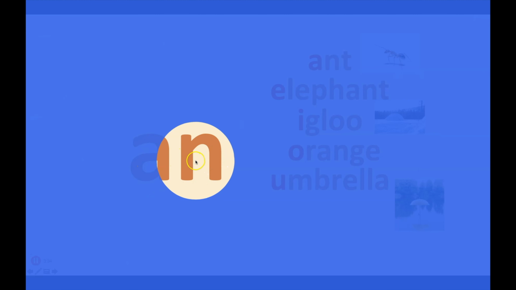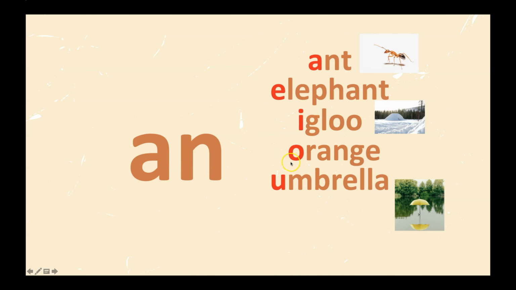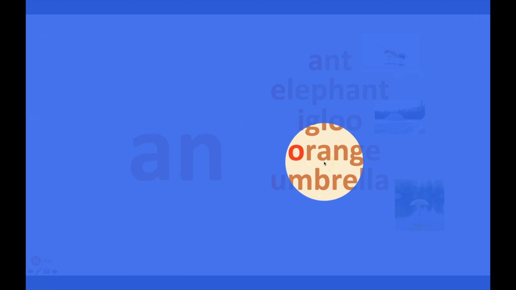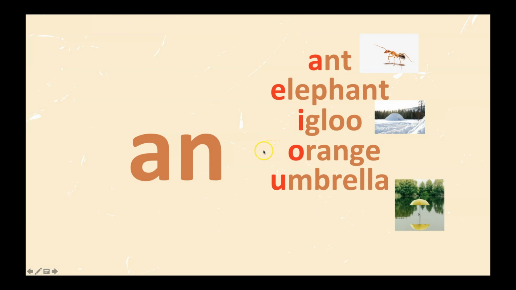An orange. Orange is a color, but it's also a fruit, if you remember. Orange begins with O. Spell orange. O-R-A-N-G-E. Orange. An orange means we have one orange.